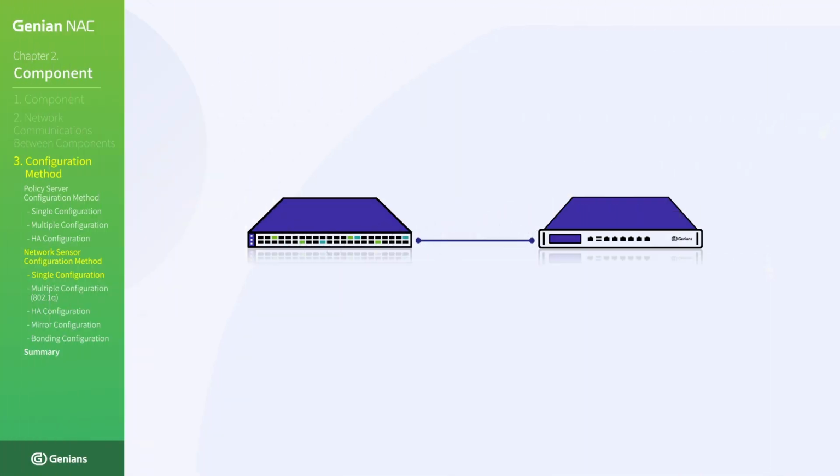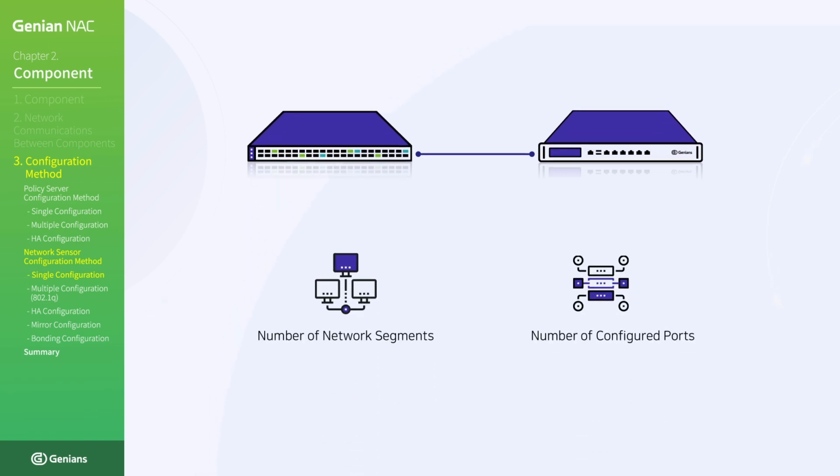The single configuration of the network sensor uses as many physical interfaces as the number of network segments to be managed. This method is used when the number of managed network segments is less than or equal to the available interfaces on the network sensor. It is typically applied when there are available switch ports or when deploying the network sensor in a single network.